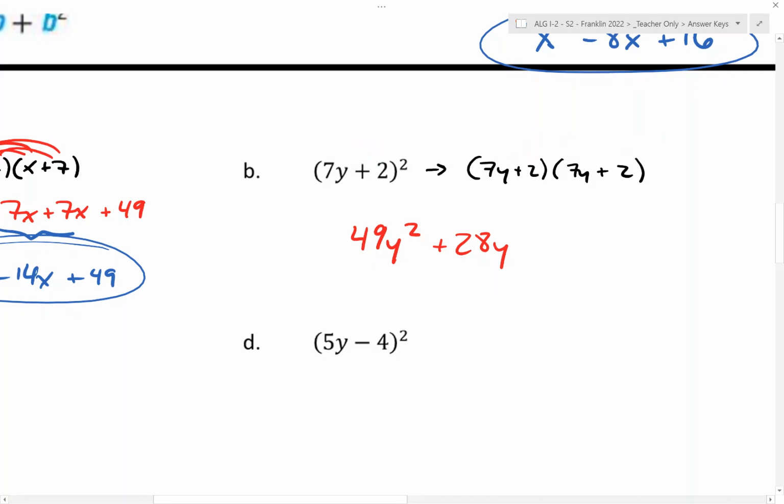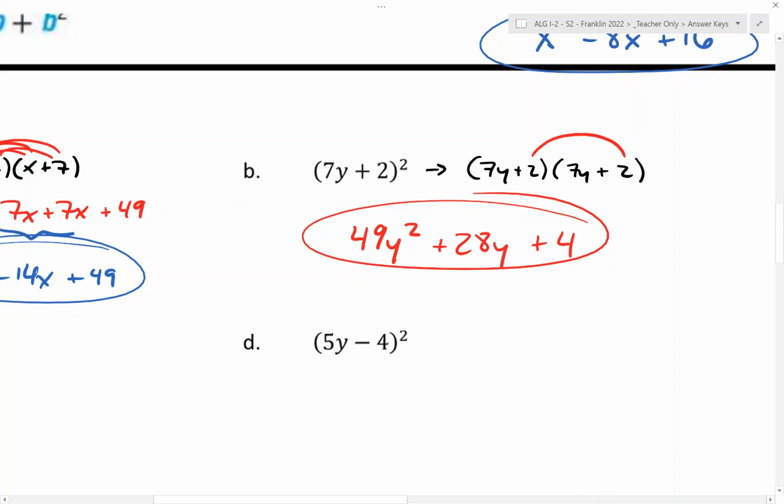And then the last term is just this number squared, so that's 2 times 2 is 4, and that's what we get right here. So it is just a shortcut to that multiplication. And the reason we can do that is because we know that we have the same numbers each time because it's (7y + 2) all squared. And so that's why you can just multiply these together and double it instead of writing it all out like this.